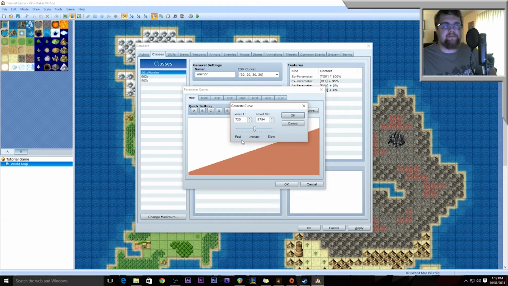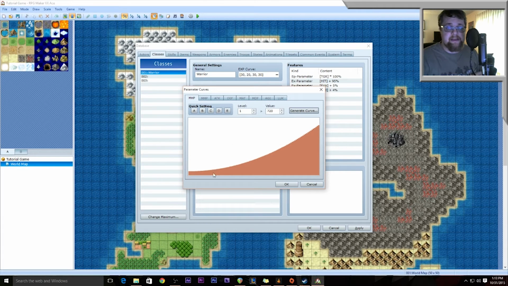Then down here we have fast, average, and slow. That's average if you've got a higher resolution. So this just basically shows what the curve itself will look like. So this line back here. Let's see what would happen if we take these numbers and we set it to a super slow curve. That line becomes concave.